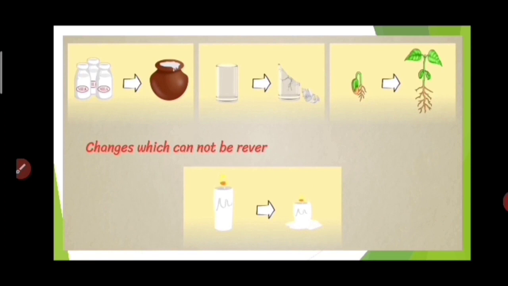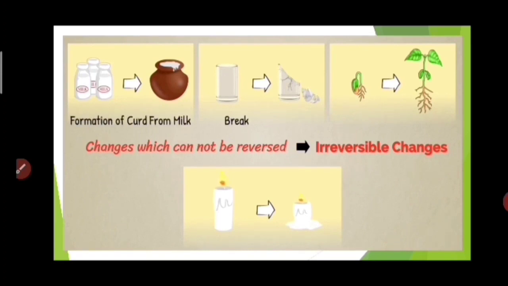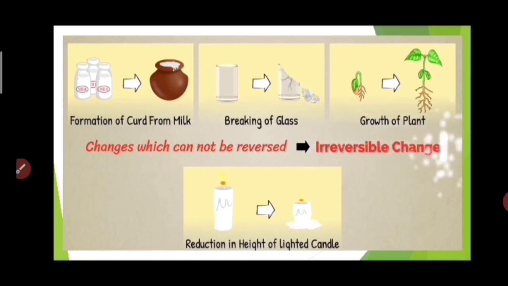There are other changes which can't be reversed. That is, the changes are permanent and can't be undone. Such changes are called irreversible changes. For example, formation of curd from milk, breaking of glass, growth of plant, reduction in height of a lighted candle. They are irreversible changes.